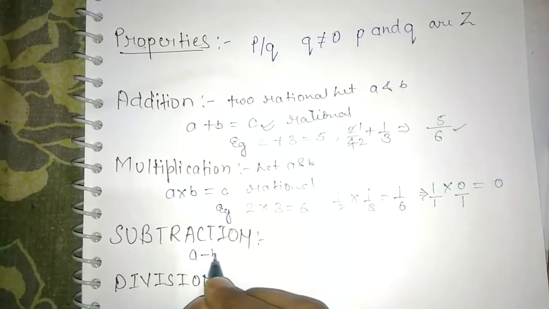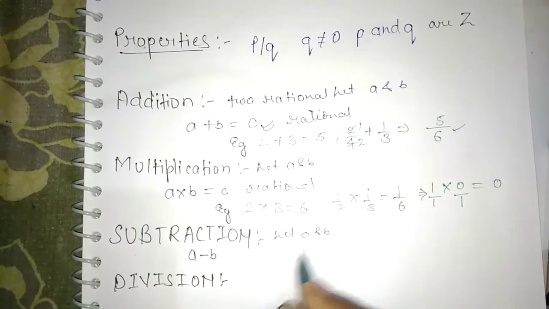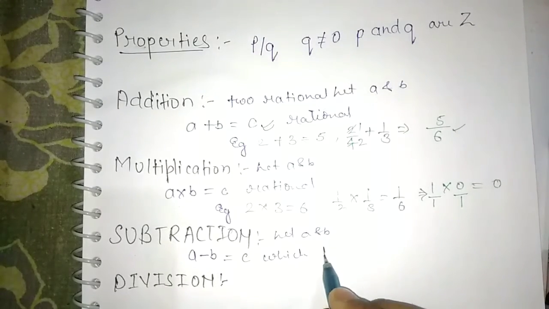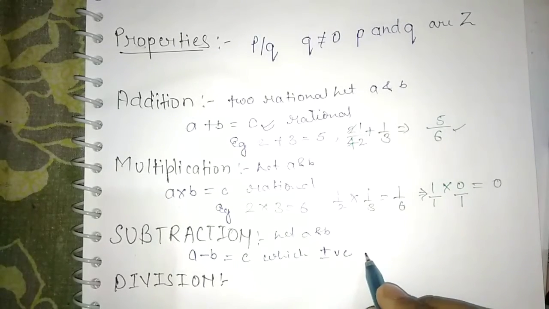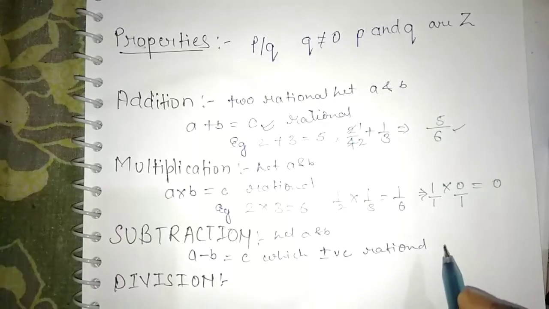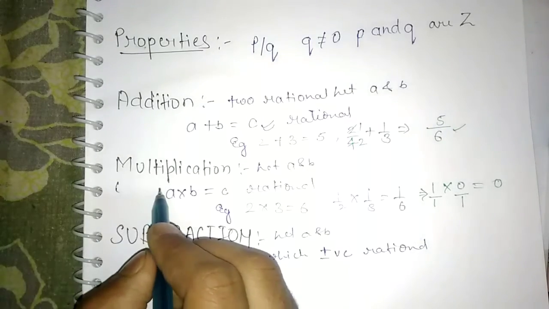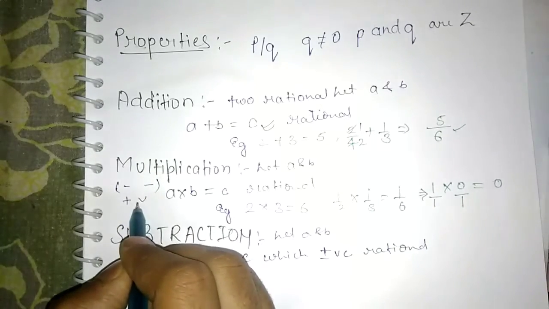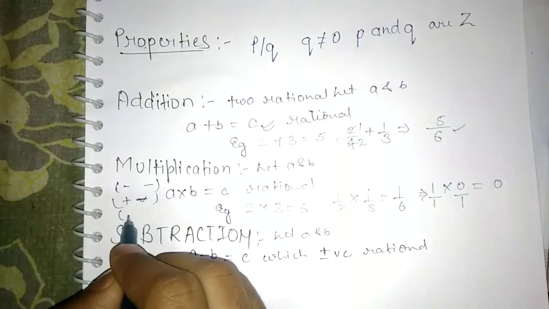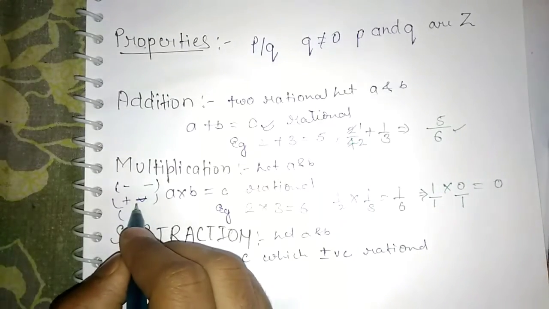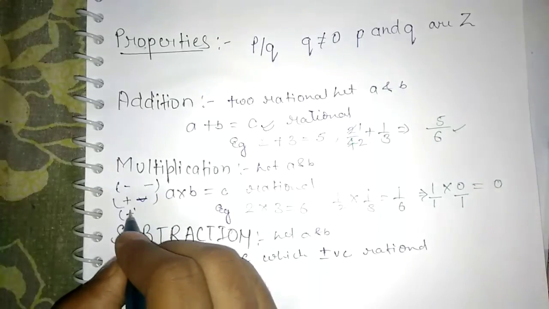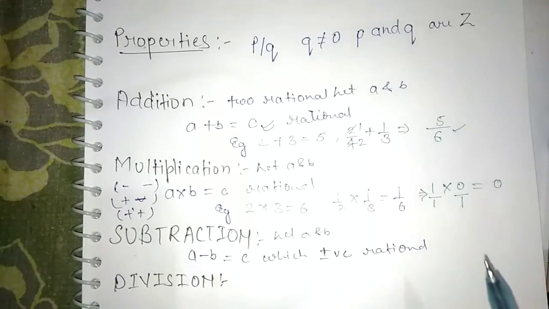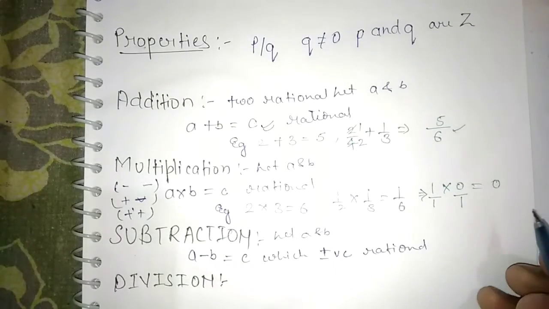If we subtract two rational numbers, let again a and b be rational numbers, then it will give us c, which will be a positive or a negative rational number. It can be of two types. Here it will be positive or negative, as you have the sign convention rule: plus minus gives minus, minus plus gives minus, minus minus gives plus, and plus plus gives plus. So here it depends upon the values of a and b whether you get a negative rational number or a positive rational number.